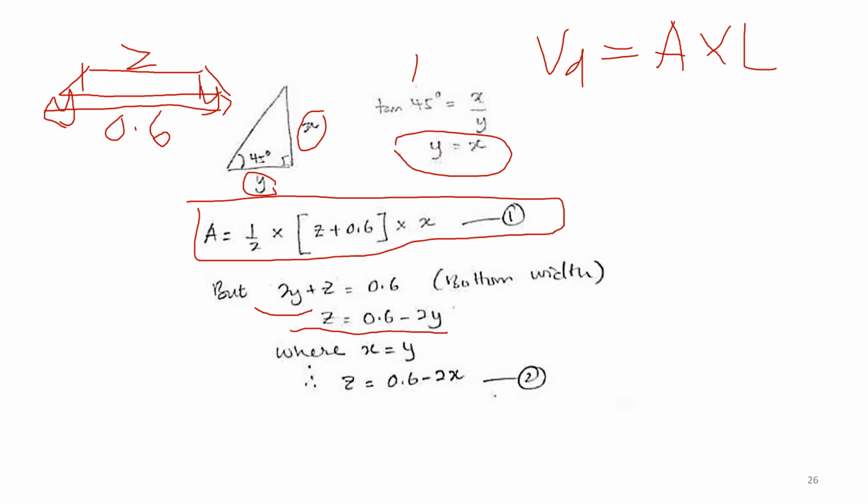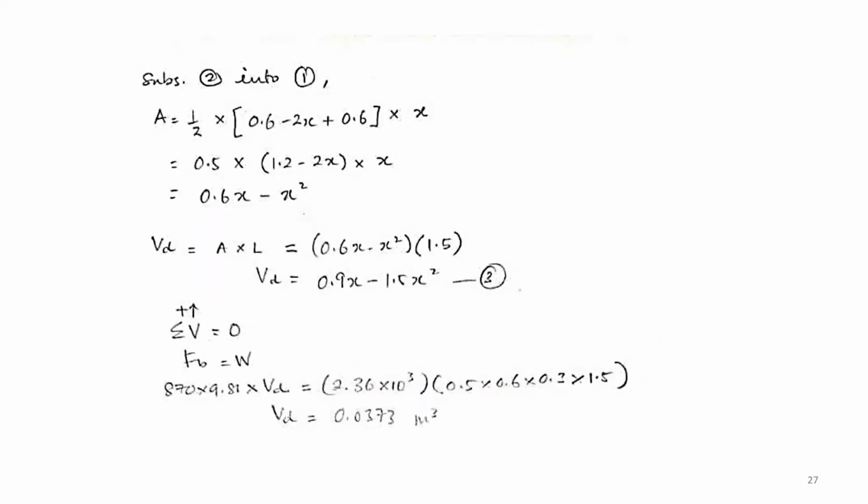Okay, so we already know that x is equal to y, so we can change the y into x, because we need to make the unknown the same. So in equation 1 and equation 2, we have z and x. So we can substitute the z from equation 2 into equation 1 to find the x. Then we can get the area in terms of x. Then only we can substitute the area in the formula of VD, volume displaced, area times the length. Length is given as 1.5, and we get the VD also in terms of x. So this is the third equation.